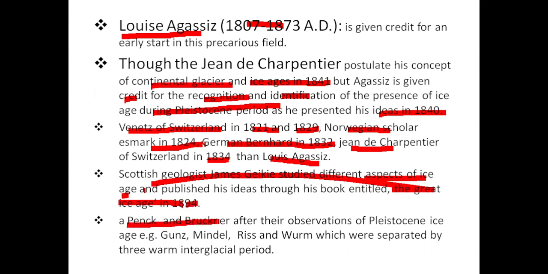Penck and Brückner observed four Pleistocene ice ages, that is Günz, Mindel, Riss, and Würm, which were separated by three warm interglacial periods. Please remember these terms because UGC has already asked about them in exams.